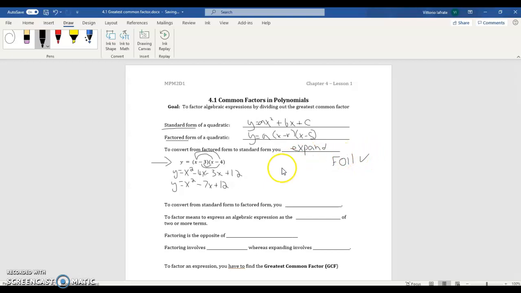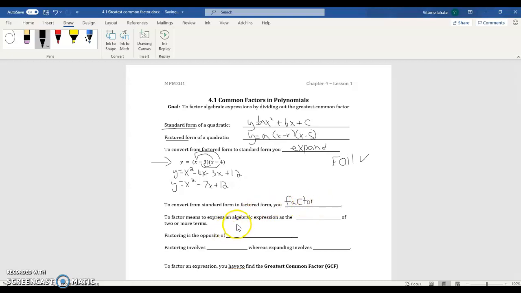Now you can go the other way around. You can convert from the standard form to the factored form. And to do that, you don't want to expand. You want to do the opposite of expanding. And the opposite of expanding is basically doing something called factoring. You factor. And so what does factor mean and how do we do it? We'll take a look at that in just a second.